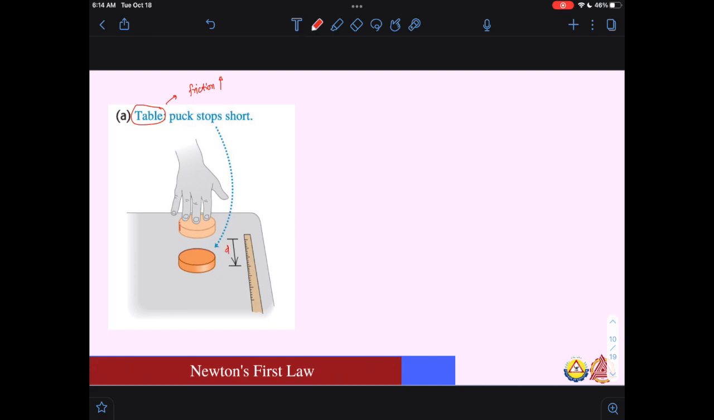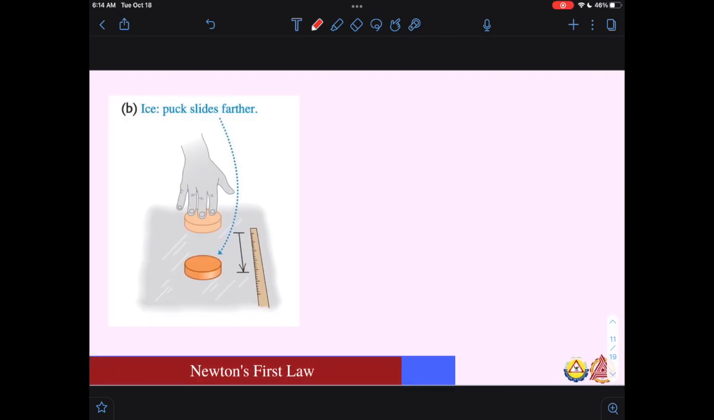Now, let's move to the same case, but instead of doing it on a table, we are doing it on a table of ice. So, of course, this one has slightly lesser friction compared to the table. So what you will notice is the distance it slides, or the distance it moves, is slightly larger, because the friction is lesser.